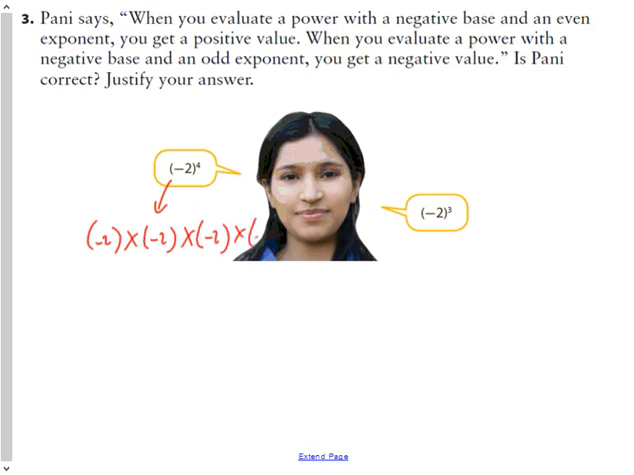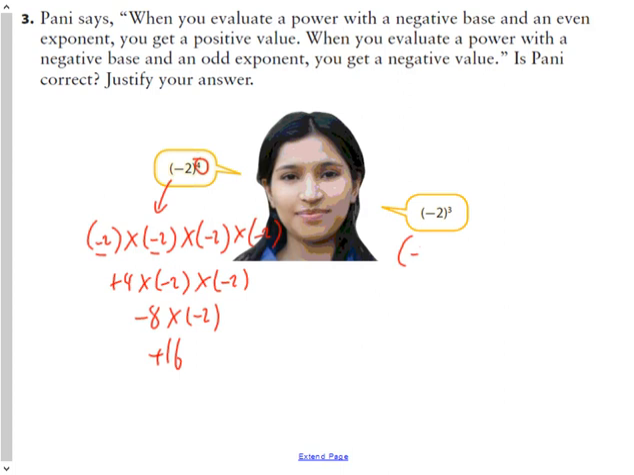So if I write it out as repeated multiplication, I would get this. A negative 2 times a negative 2 is a positive 4. A positive 4 times a negative 2 is a negative 8. And a negative 8 times a negative 2 is a positive 16. So when the base is negative and your exponent is even, you will always end up with a positive answer because of the integer laws.